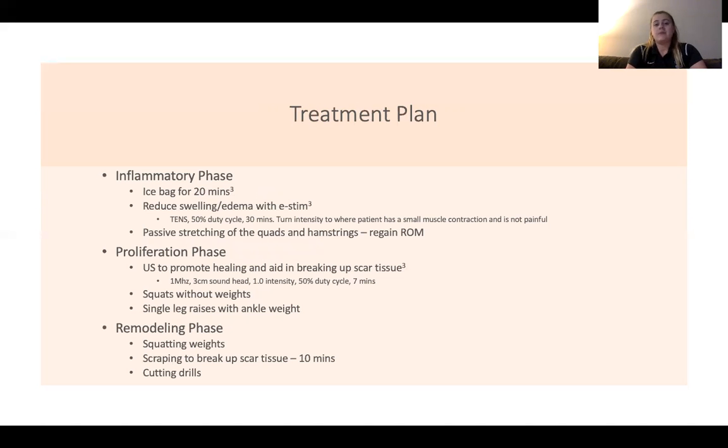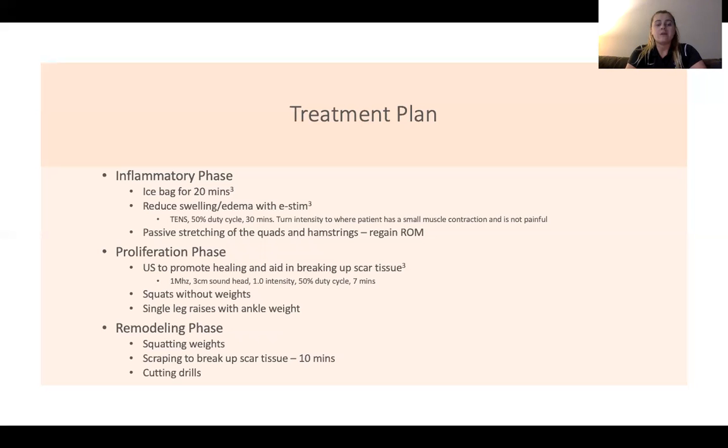Treatment plans. So during the inflammatory phase, again, we want to keep that inflammation down and try to keep the patient as comfortable as we can. Ice bag for 20 minutes, and then reduce swelling and edema with electrical stimulation, preferably a TENS type electrical stimulation with a 50% duty cycle for 30 minutes. Turn intensity up to where the patient has a small muscle contraction, but it's not painful. If you turn that intensity up to where you can see a small muscle contraction, but it is bothering that patient, turn it down to the highest they can tolerate without pain.